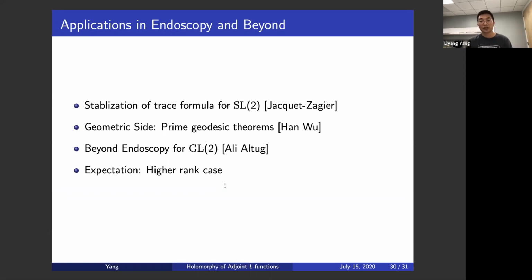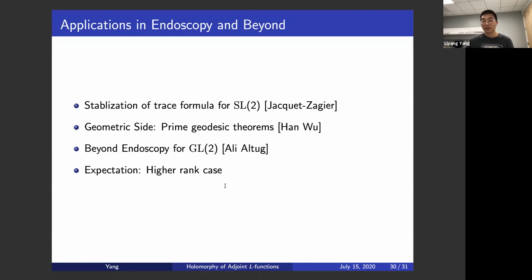First, the Jacquet-Zagier trace formula could be used in the stabilization of trace formulas for SL2, and this would give some simplification of certain parts of Langlands' and Labesse's work. It will give you a twisted trace formula, I mean, a trace formula twisted by the character. And the geometric part of the Jacquet-Zagier trace formula could be used to refine some results on prime geodesic theorems. This was done by Han Wu last year, and requires at least work on beyond endoscopy.